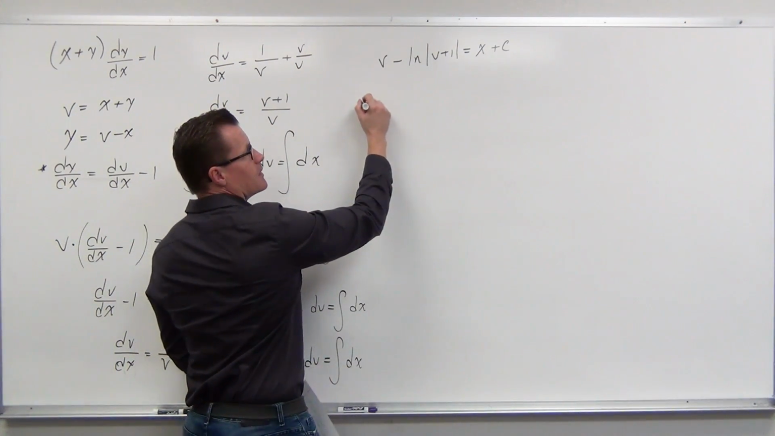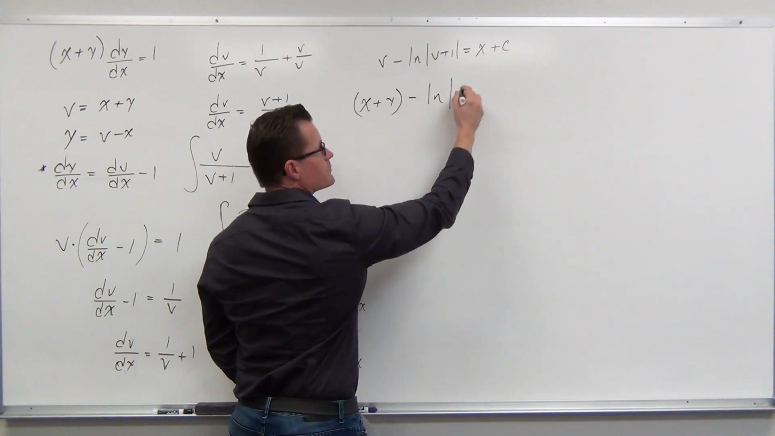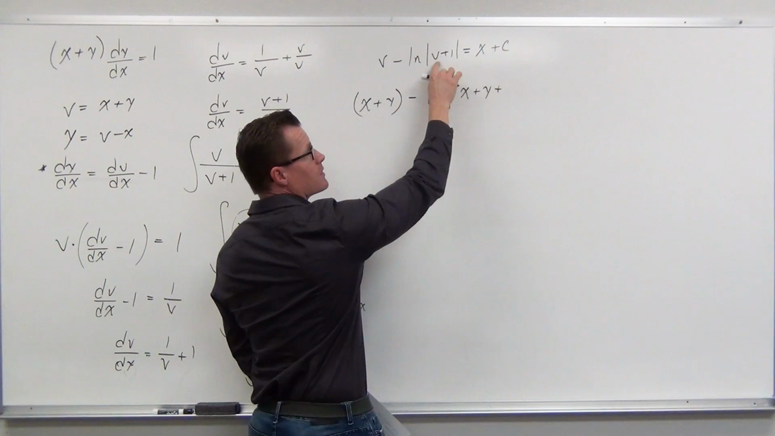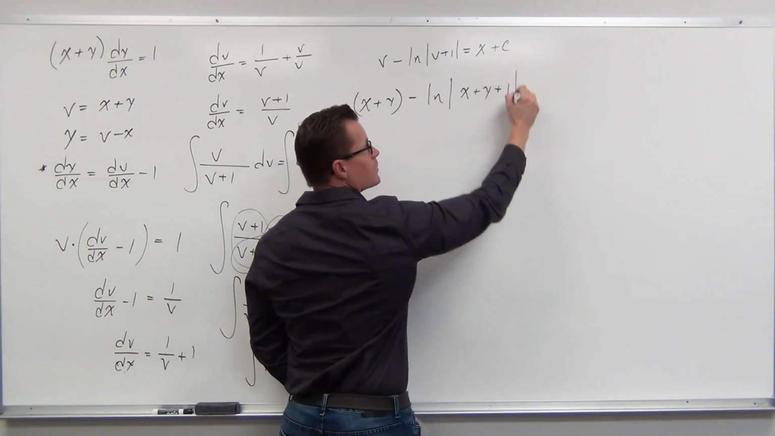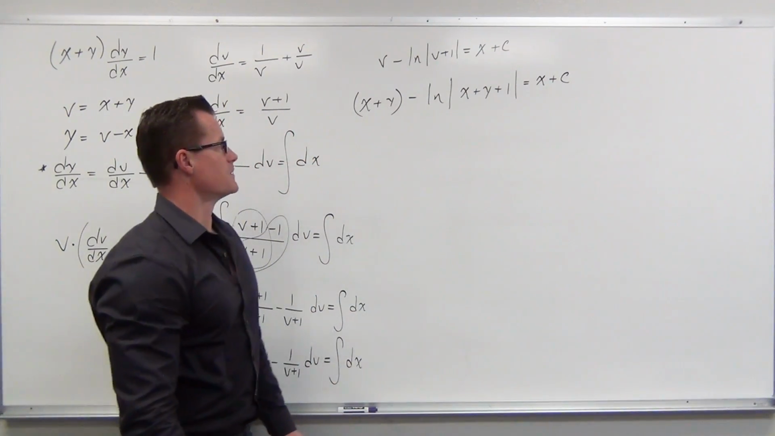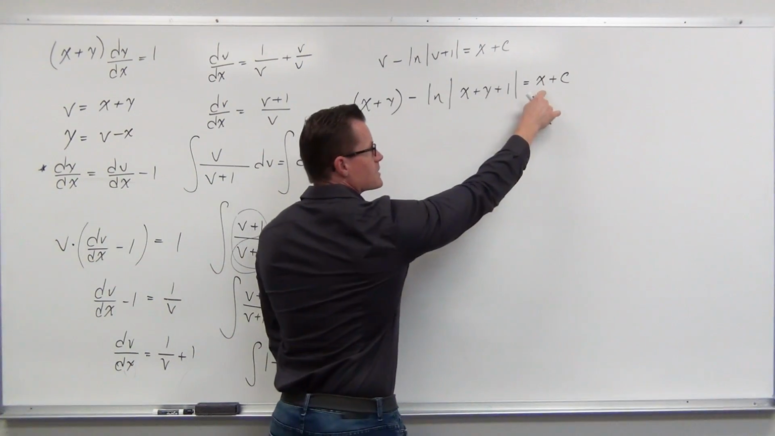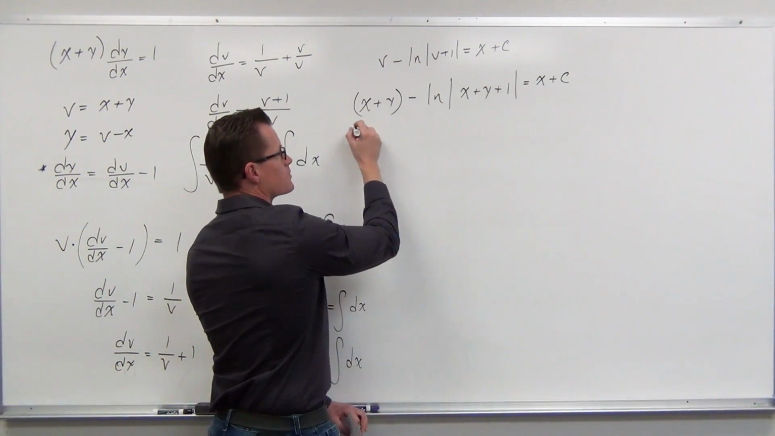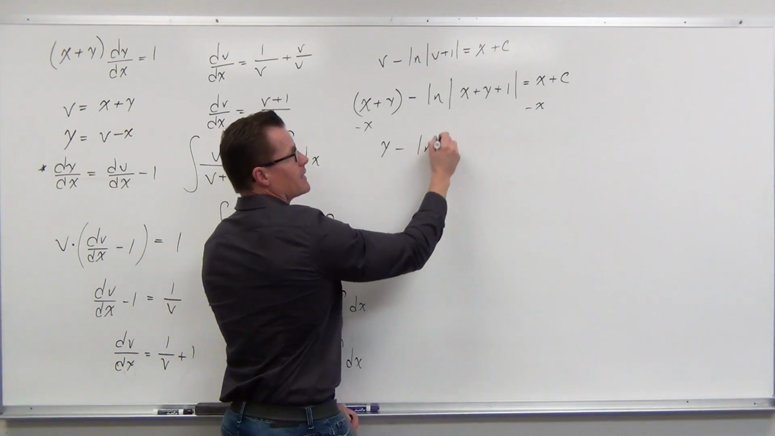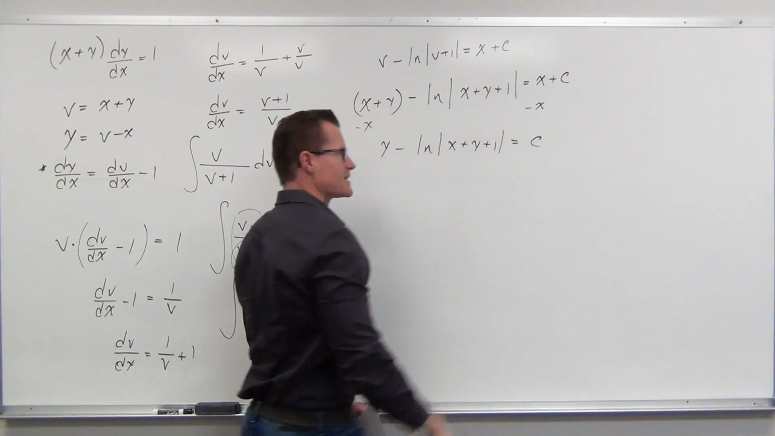So here we get x plus y minus ln absolute value x plus y plus 1. Don't forget about that plus 1. This v is x plus y plus 1 equals x plus c. There's only one more thing we can do. We have an x here, we have an x here, we can subtract x. So if we subtract x, we get y minus ln absolute value, same junk, equals c. That's about as good as we can get.